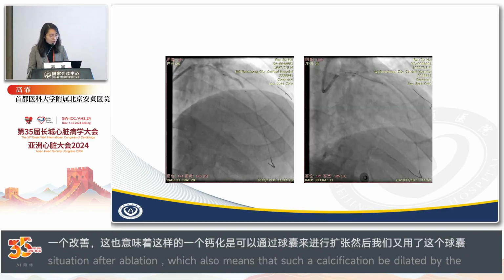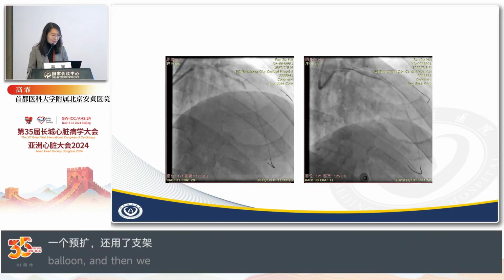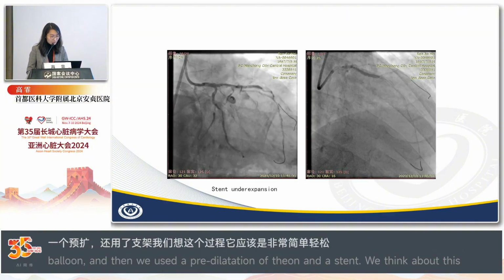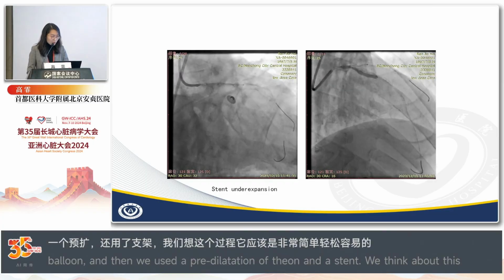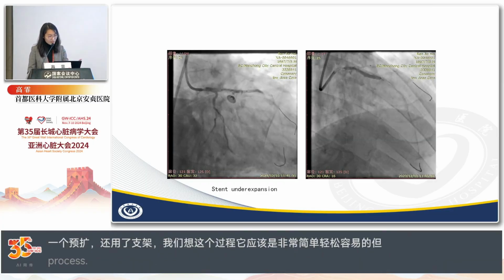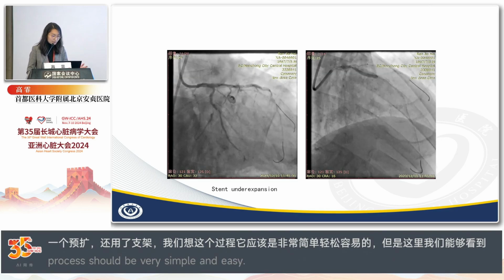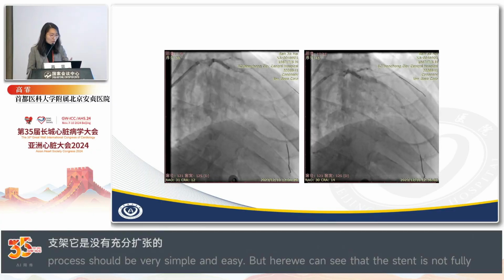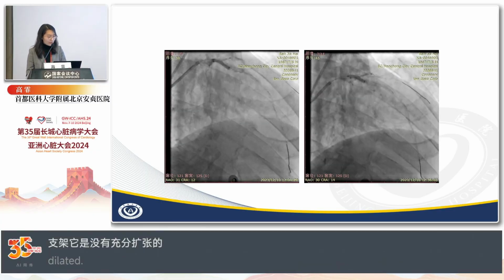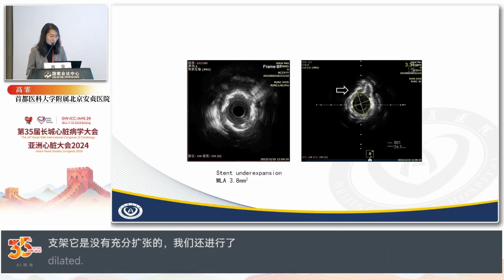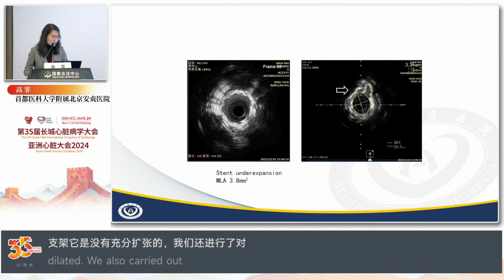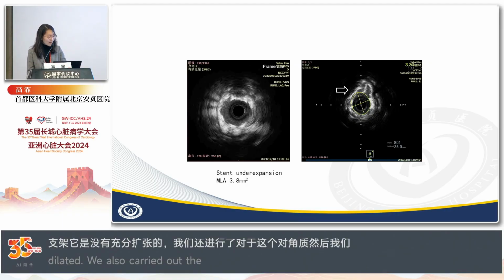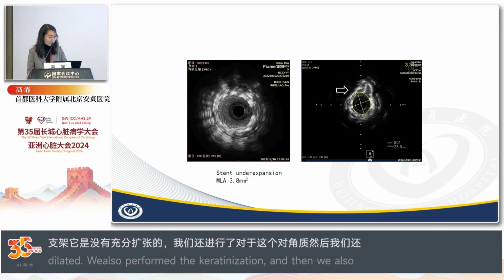We thought it should smoothly and easily finish the case. But here we can see the stent is not fully expanded. We also performed a kissing inflation of the first diagonal branch because the diagonal branch has very severe stenosis. And after stent implantation from LAD to left main, we performed an IVUS.